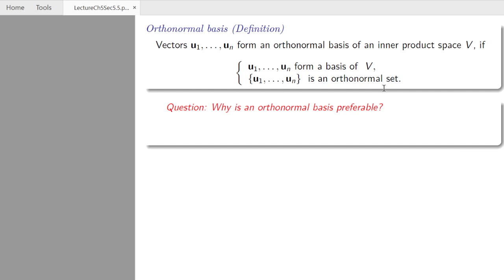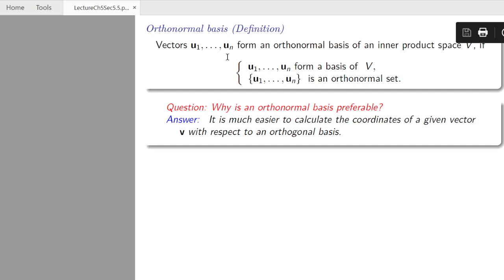One may ask why we prefer an orthonormal base. The reason for this is that once we have an orthonormal base, then we can easily calculate the coordinates for a vector v with respect to the orthonormal base. Here it should be orthonormal, not just orthogonal. Recall, orthonormal means we have first orthogonal, then norm one.